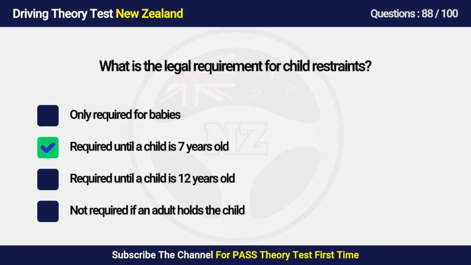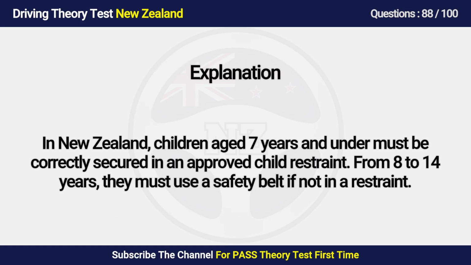Answer is B. Required until a child is 7 years old. In New Zealand, children aged 7 years and under must be correctly in an approved child restraint. From 8 to 14 years, they must use a safety belt if not in a restraint.